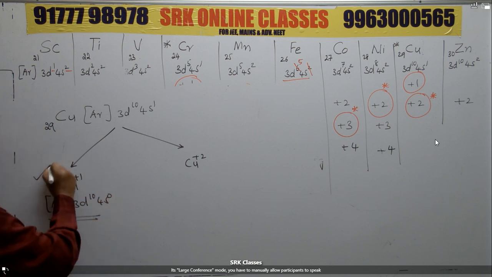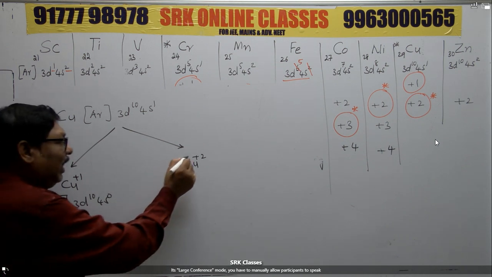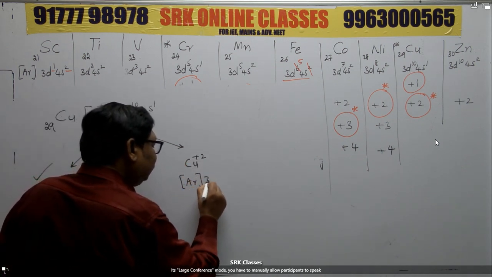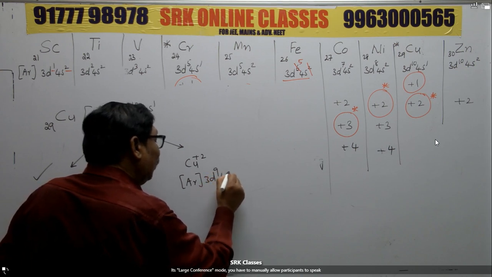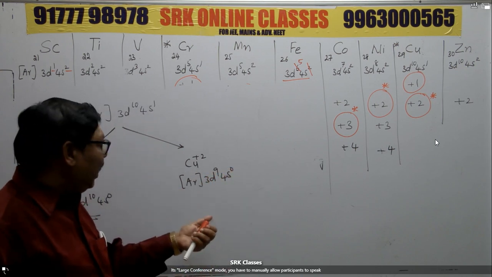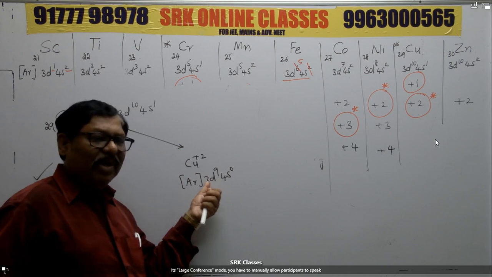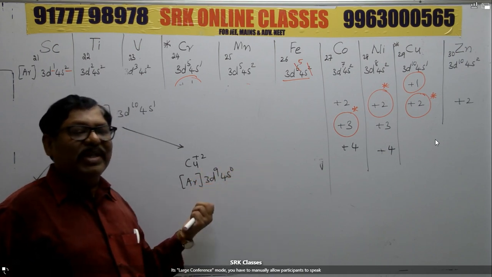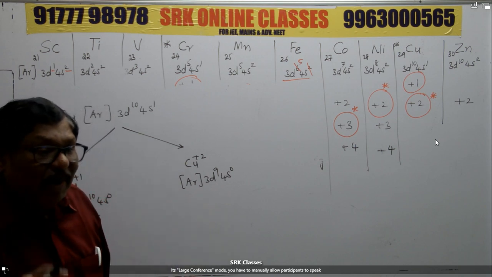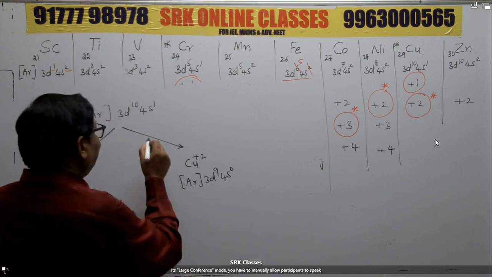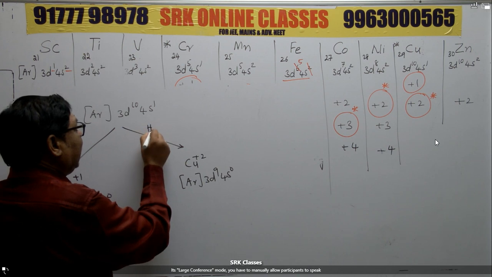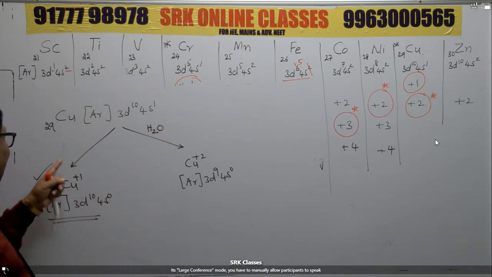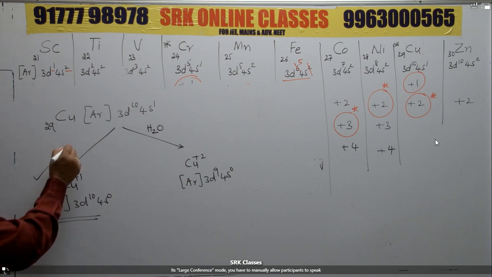Completely filled orbitals are more stable. But here copper plus 2 will be argon 3d9 and 4s0. See the abnormality. Neither it is d5 nor d10, or completely filled t2g or half filled eg set of orbitals. Still copper plus 2 is stable. That can be explained on the basis of high hydration energy. Copper plus 2 is stable in presence of water. Copper plus 1 is stable in absence of water.